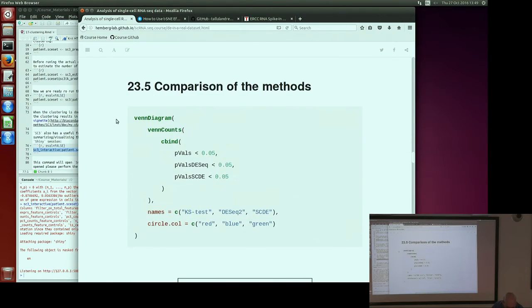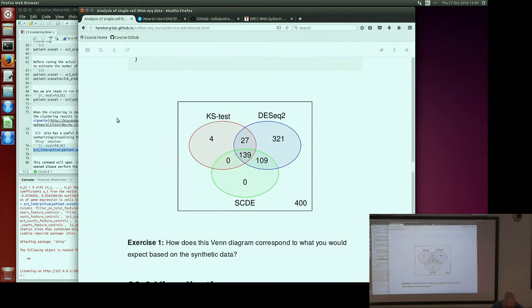And we can then compare the output of these three different methods using a Venn diagram. Unlike the previous Venn diagram that I showed, we obviously don't know what the ground truth is here, so we only have three circles.